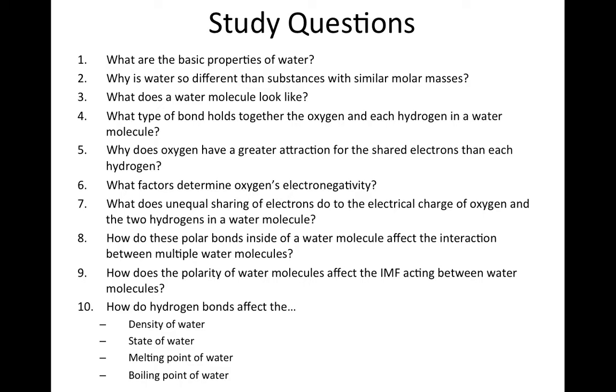What does unequal sharing of electrons do to the electrical charge of oxygen and the two hydrogens in the water molecule? How do these polar bonds inside of a water molecule affect the interaction between multiple water molecules? How does the polarity of a water molecule affect the intermolecular forces acting between water molecules? And how do hydrogen bonds affect the following: density of water, state of water, melting point of water, and boiling point?